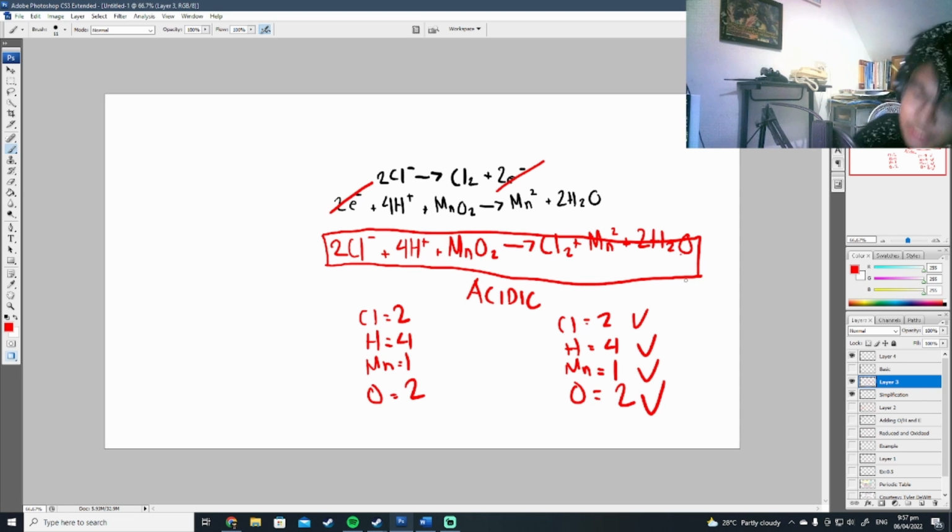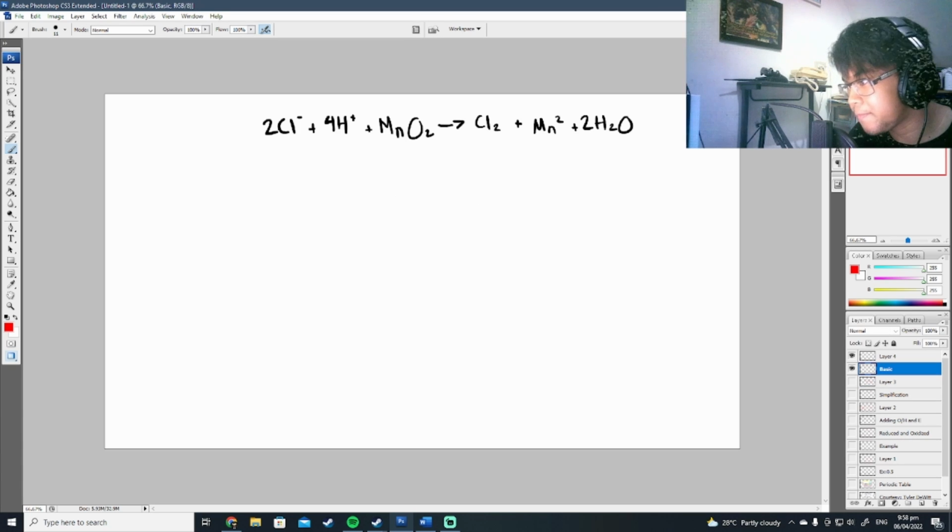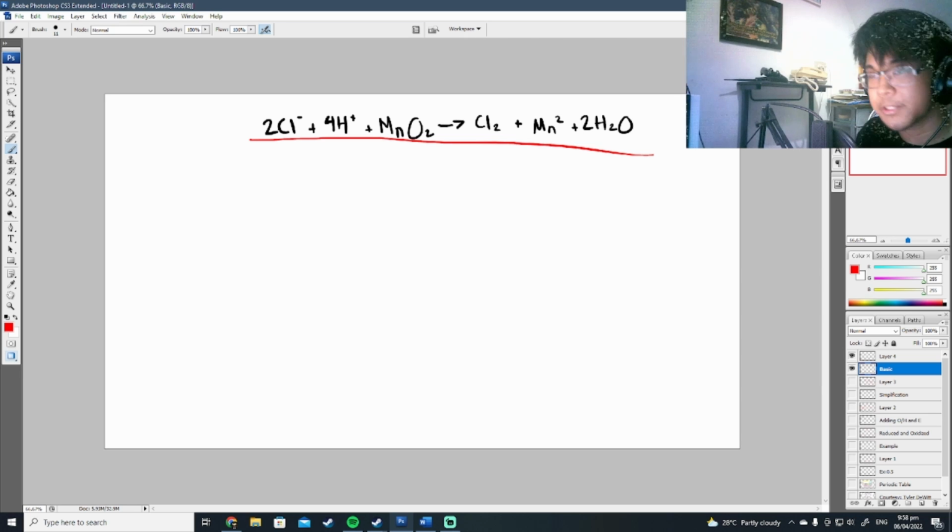Now, let us move on. Since we have found our acidic solution, we are now going to find the basic solution for this equation. The basic solution is basically the same process. You go through all the same steps until you find the acidic solution, then you add an additional step so that you can find the basic solution. It's very simple and very easy to do. So let's do that. Remember, this is the acidic solution right there.